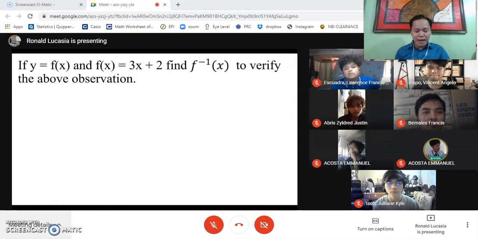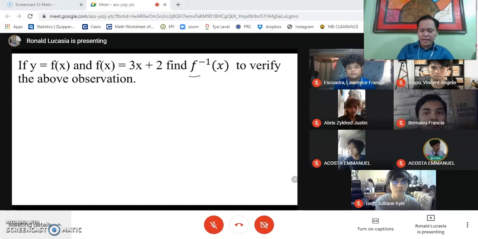Now, to verify Julian's conclusion that the two functions are inverses, let us take a look at the given function. If y is equal to f of x, and f of x is equal to 3x plus 2, this is read as the inverse of x, to verify the conclusion or observation earlier.